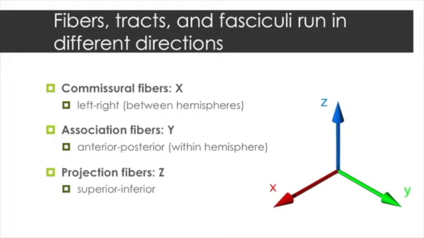In contrast, an association fiber is a fiber that runs in the anterior-posterior direction, so they tend to be within the same hemisphere. You can have an association fiber that goes front to back. And then a third kind of fiber, the third direction, is projection fibers, which are shown in the Z direction here. Those are fibers that project superior to inferior, or run top to bottom in the brain.